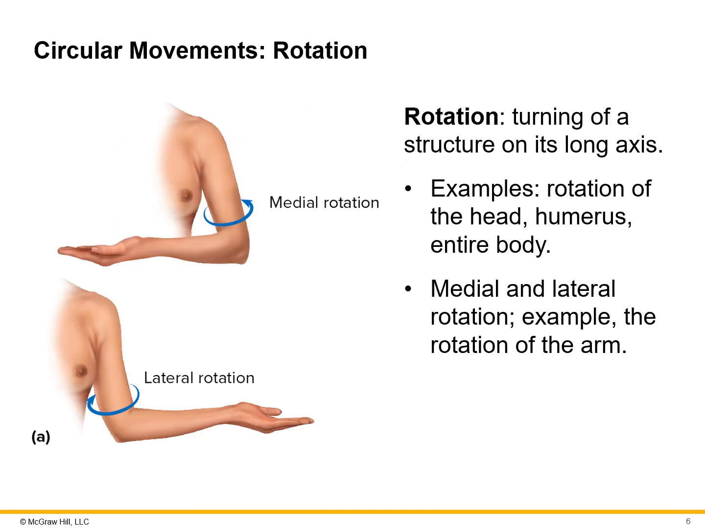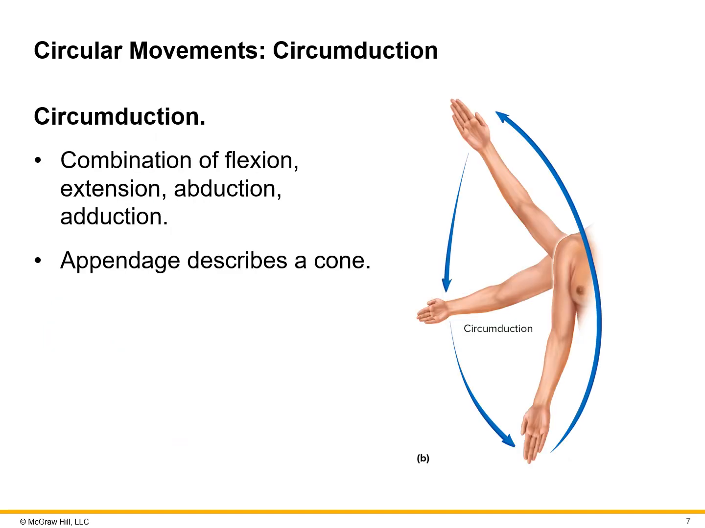Now our circular movements, here for rotation. This is one we're kind of familiar with, but we are turning on that long axis. We can kind of combine these. So we can have a medial rotation, where it's moving toward the midline. We can also have a lateral rotation that's moving more away from the midline. So depending on which direction we're going, but again, rotating is just moving in a circle.